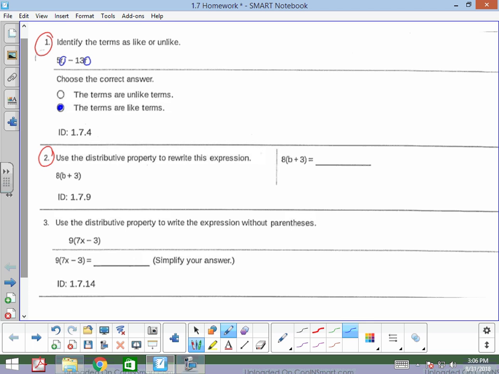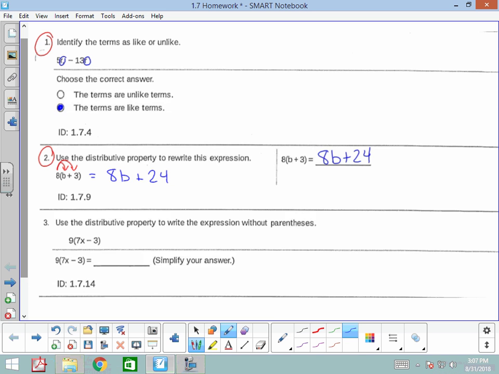Number 2, do the distributive property to rewrite this expression. So we're multiplying 8 times b and 8 times 3. 8 times b is 8b, and 8 times 3 is 24. So this is 8b plus 24. And those are unlike terms. You cannot add those together. The 8 is being multiplied by the variable b. The 24 is not.